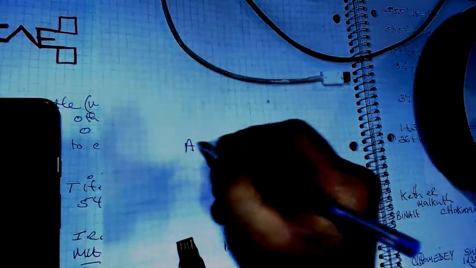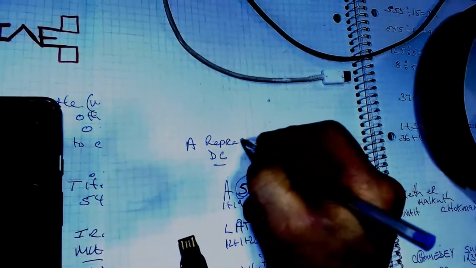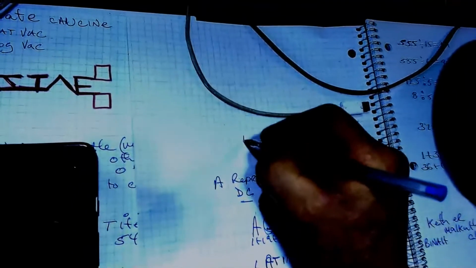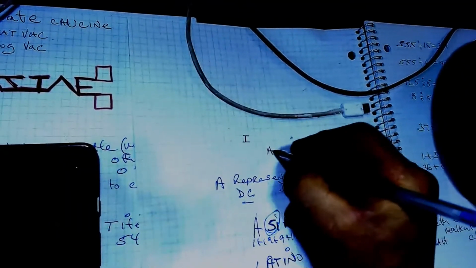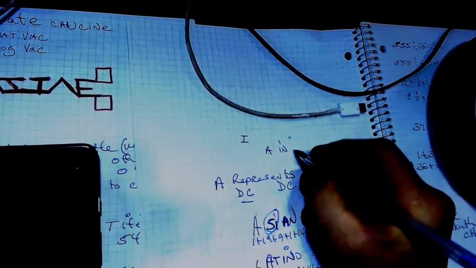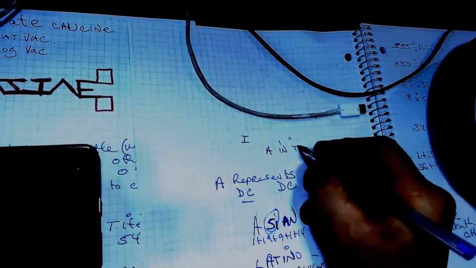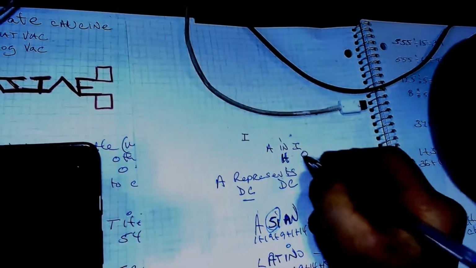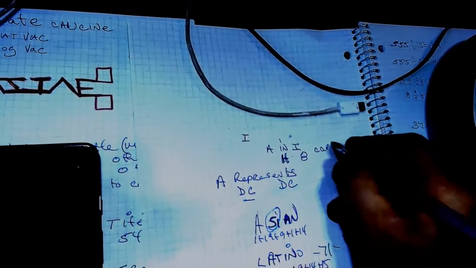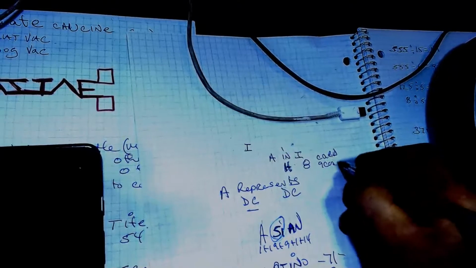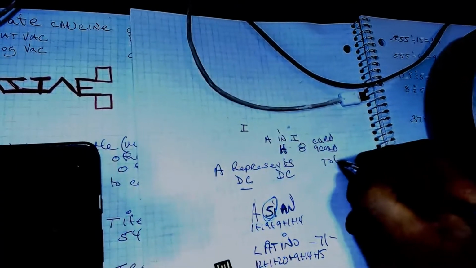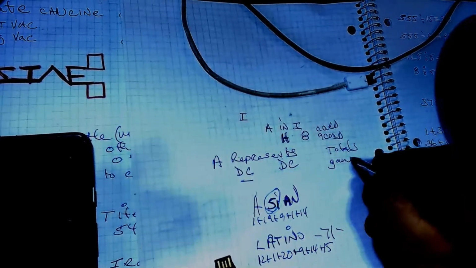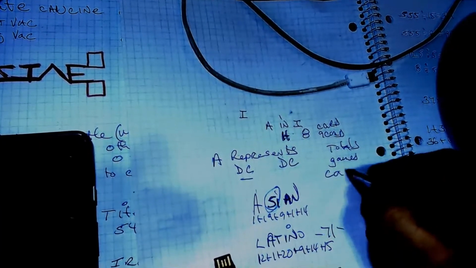A represents DC. Then what about I? Because A is in I. Now what about H? What happens to H? Because we have to look at the 8 card and the 9 card and totals. For the reason of games, let's go to casino games to start.